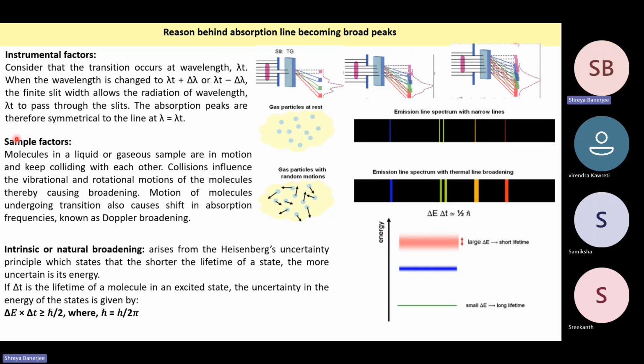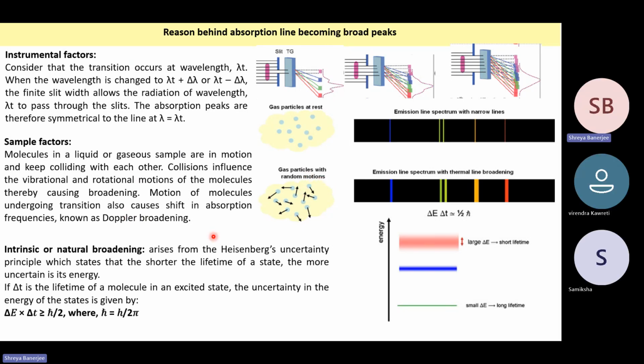So as I was saying, another reason for broadening of spectra is due to the sample itself. Now, molecules in a gas will randomly move and collide with each other. And due to this collision, the vibrational and rotational motion of the molecule is affected. And if that is affected, there will be a broadening. So this kind of broadening, which is due to the vibrational or rotational motion in the molecule caused by collision of one molecule with another, is also known as Doppler broadening.